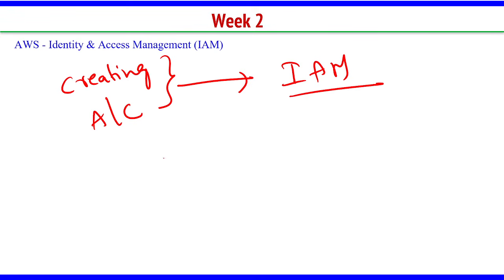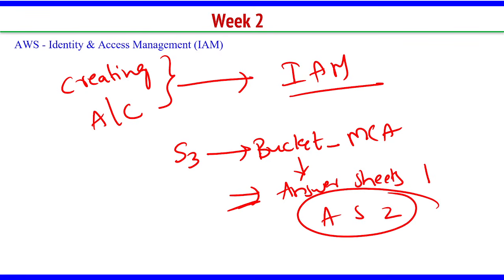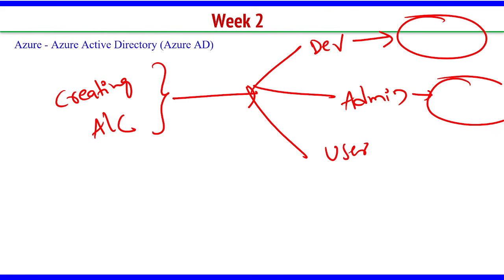What is that? I gave the example of an S3 bucket. In the S3 bucket, I will create a bucket called bucket_MCA. In this, I want to load the answer sheets. Who all can access this answer sheet, answer sheet 1, answer sheet 2? Like this, individually you can give permission. It is that low level. Whereas in Azure, it is at the admin level, top level.